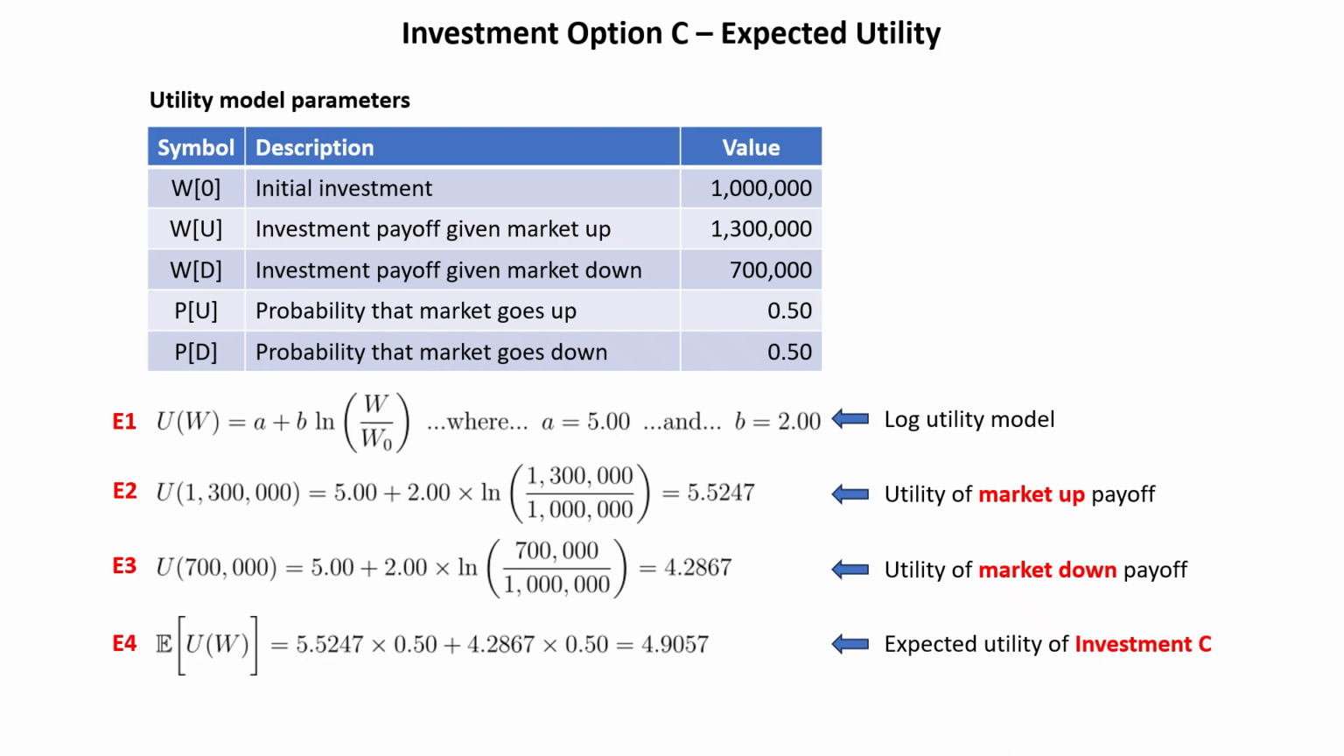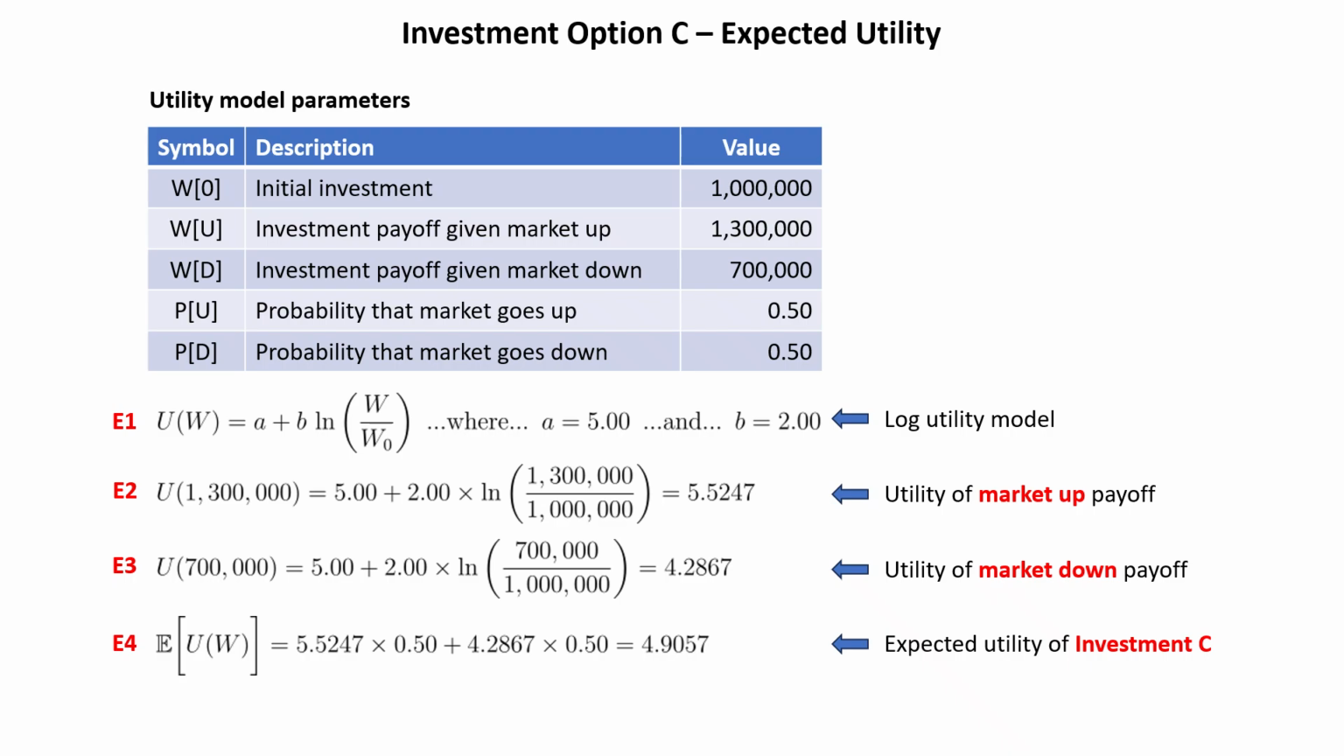So what we want to do is take an expected utility. Because from an investor's standpoint, he wants to know, at the end of the day, if this investment was run 1,000 times, 10,000 times, 100,000 times, what percent of the times would it go up, and what percent of the times would it go down? So in other words, in what percent of the time would I receive 1.3 million, and what percent of the time would I receive only 700,000? So we want to get an expectation here. So E4 is that expectation.